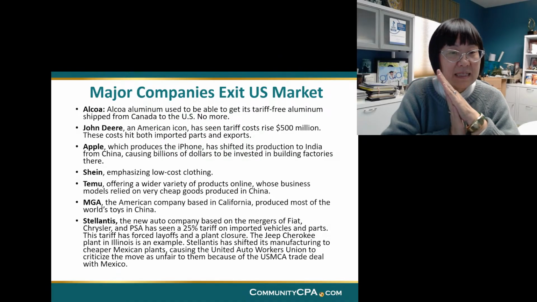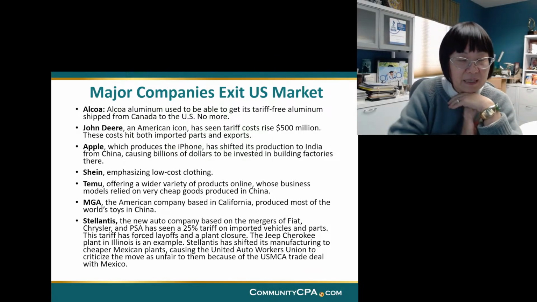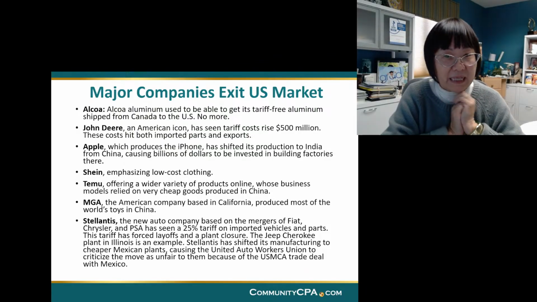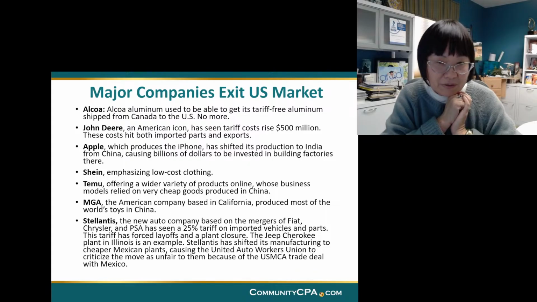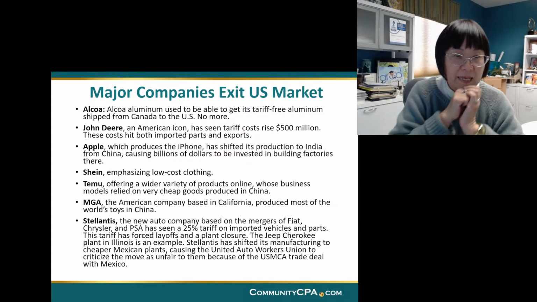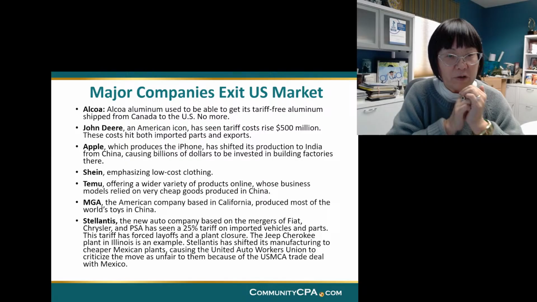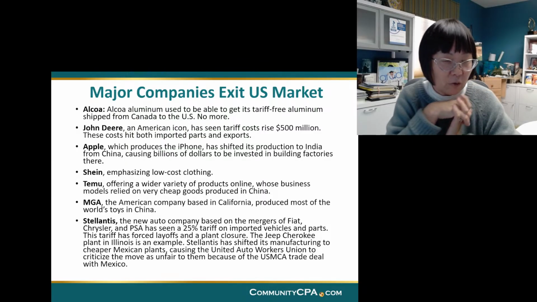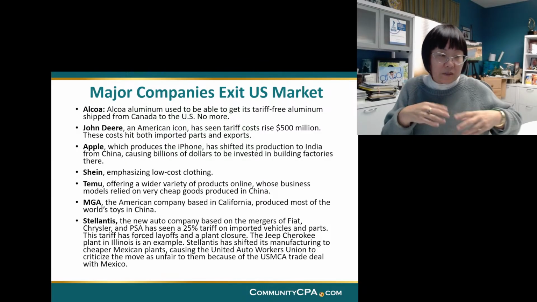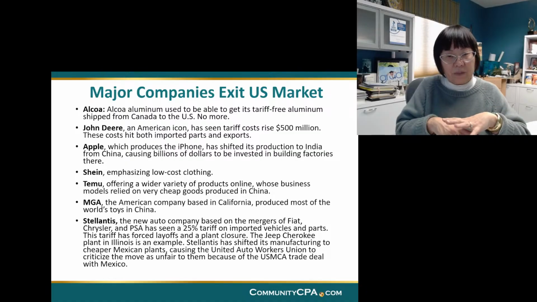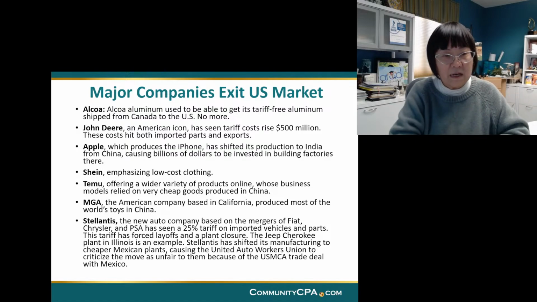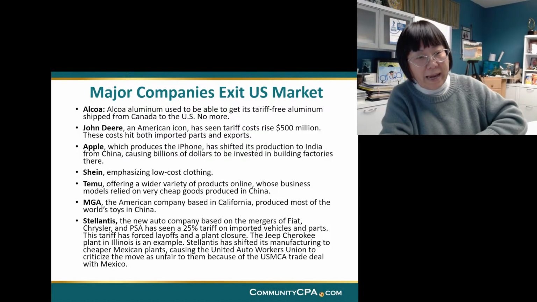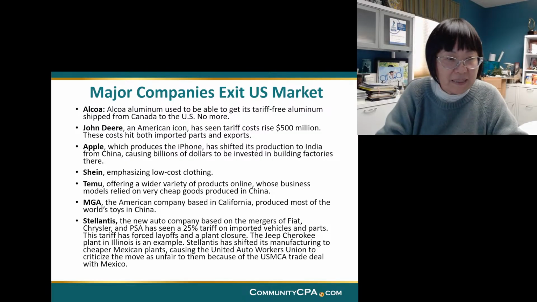Shein, that is a clothing company, is now quietly exiting the U.S. market. Temu, and everybody knows Temu, is known for getting cheap product from China. It is no longer cheap. And also, the $800 threshold got eliminated. That takes away so much of the business for Temu. So they are quietly moving away from the U.S.